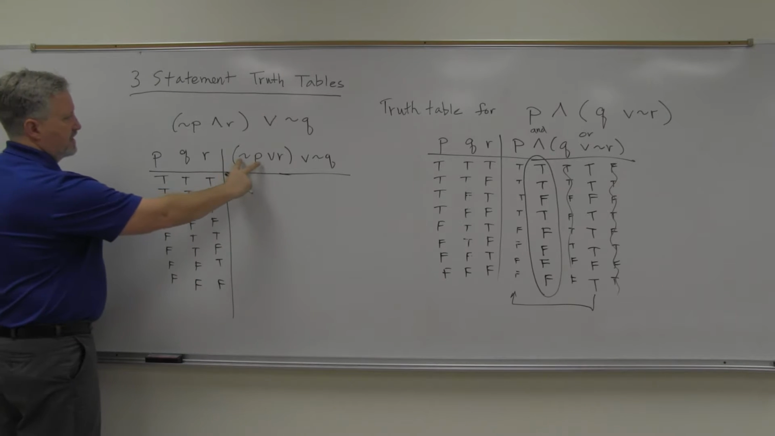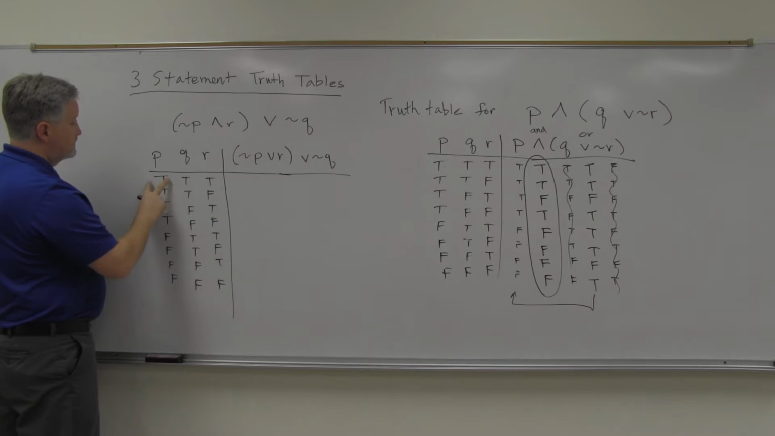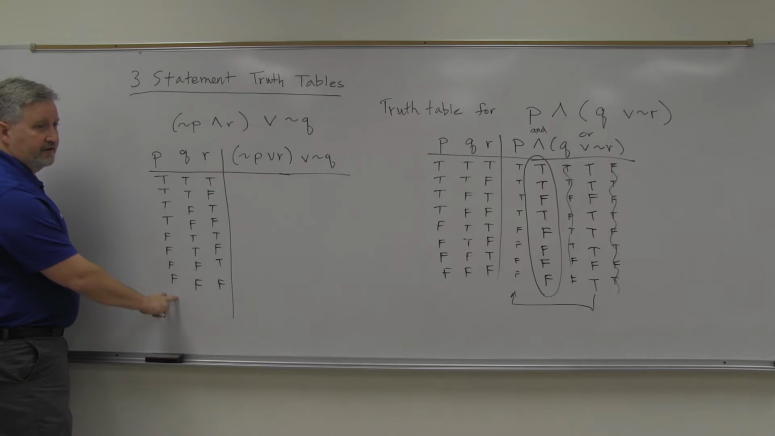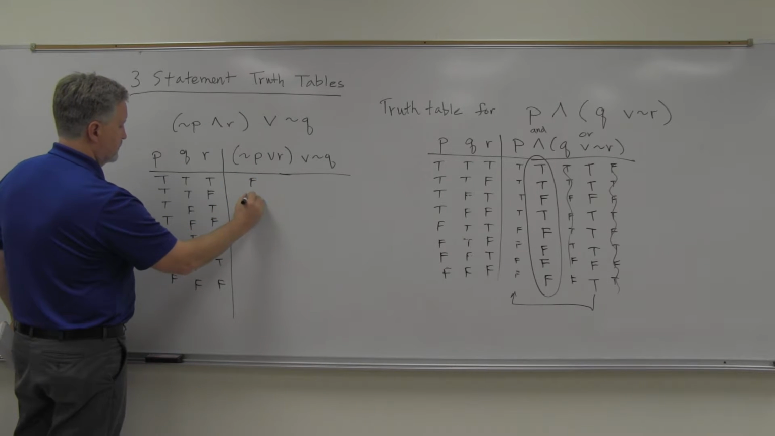So the first thing we have is the not P, the squiggly line P, that's the negation of P. So that means P is going to be the opposite of what it is here. So it'd be 4 falses and then 4 trues.